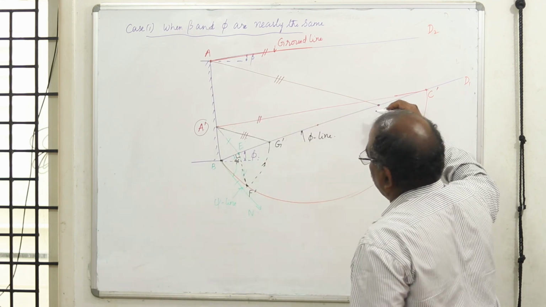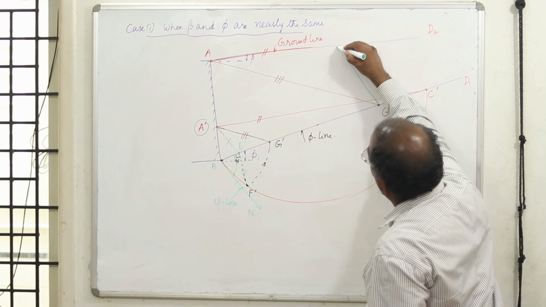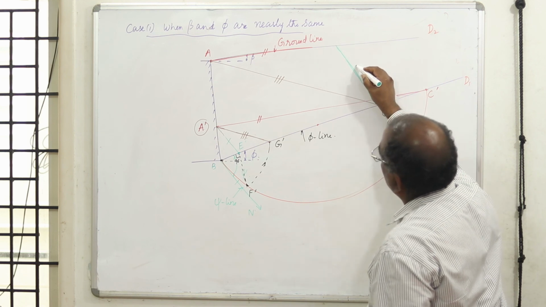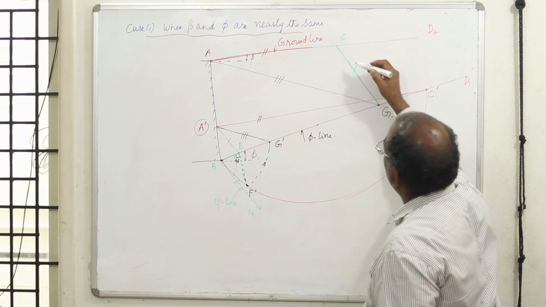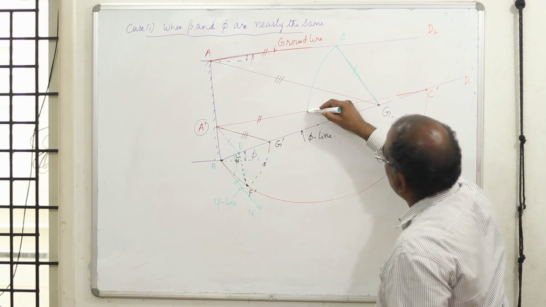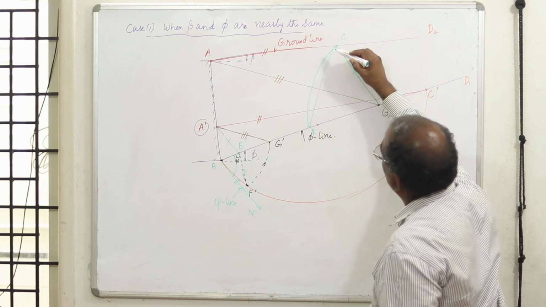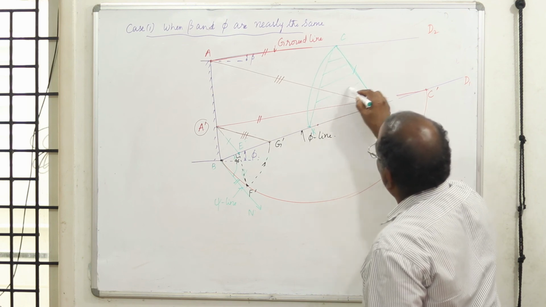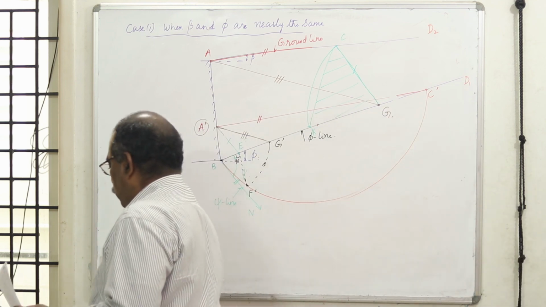From here, the procedure remains the same. Now once I get this G, I'm going to draw a line parallel to this. This is parallel to this. I get C, and with GC as a radius I draw an arc. I get K. Then I join this. I find out this area. Then this is the case.